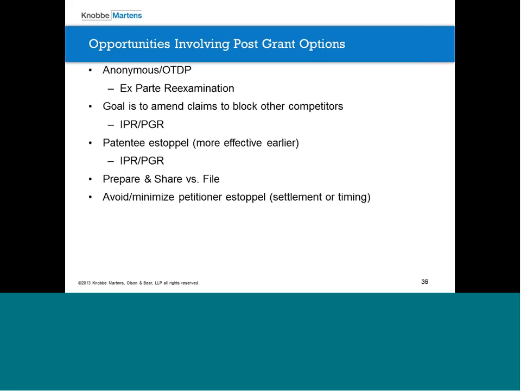Also, consider whether or not you want a lot of this information to be public. It will be submitted to the Patent Office. You can request for certain things to be sealed. That said, it's pretty clear from the PTO comments that they don't want to seal the entire record. So consider whether or not you file, or you share with the other side first to see what you can negotiate with. And then finally, even though IPR and PGR have estoppel issues, there are ways of minimizing it.